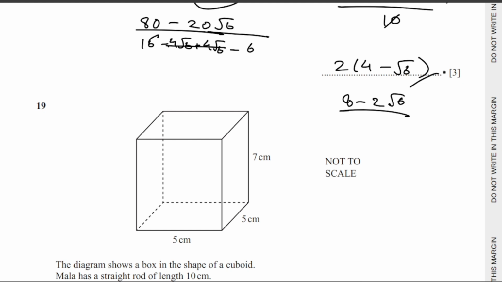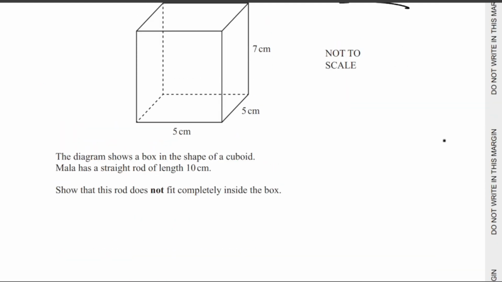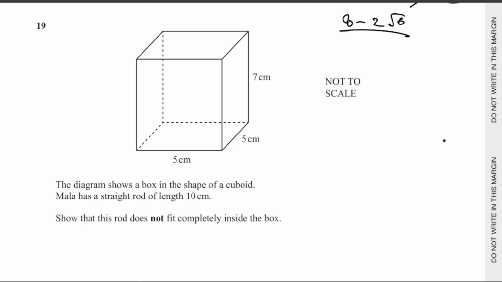Okay, both of these answers are acceptable in the marking scheme, giving you a full 3 marks. Moving on to the next question. The diagram shows a box in the shape of a cuboid. Mala has a straight rod of length 10 centimeters. Show that this rod does not fit completely inside the box.